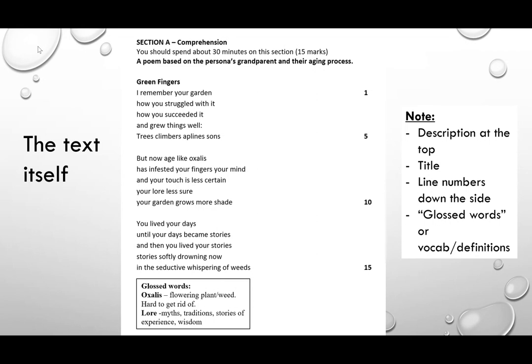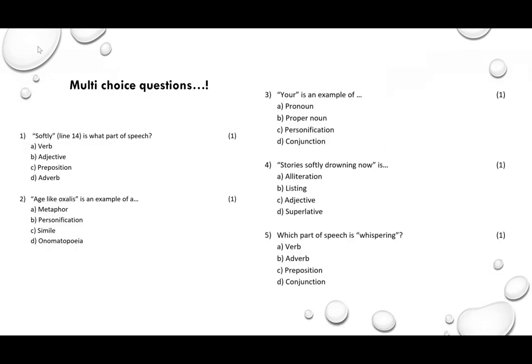It will have a description at the top, the title, and there'll be line numbers down the side. That's what those numbers correlate to. So if you want to talk about 3 or 4 lines, you don't want to copy out the entire thing, you can reference the lines. And there'll be glossed words down the bottom. That means vocab or definitions of words that the examiner thinks you might not know, and it's important that you know it for the poem to make sense.